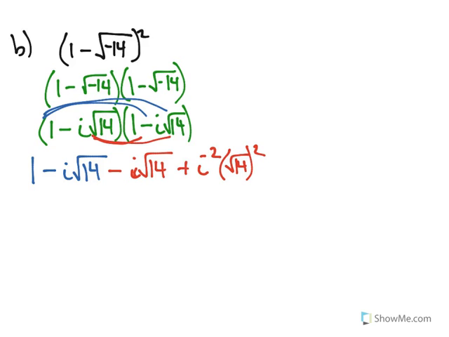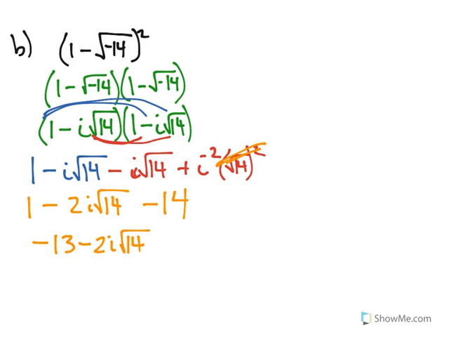And clean it up. From here, I get 1, I get minus 2i square root of 14, because I have 2 of them, just like they're x's. And then over here, i squared is negative 1, so I end up with a negative, and the squares cancel, and I'm left with a negative 14. And then 1 minus 14 is negative 13, and then minus 2i square root of 14. And 14 I can't do anything with because it's just 7 and 2, and those are both prime. So there's my final answer.